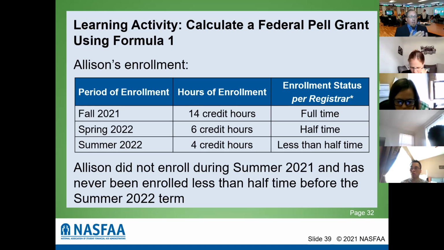So based off of her enrollment, fall of 2021, Allison will have 14 credit hours and she will be considered full-time status as per the registrar's office. In spring of 2022, she will take 6 credit hours, which is considered half-time as per the registrar's office. And then summer 22, she'll have 4 credit hours, which is less than half-time. So Allison did not enroll during summer 21 and has never been enrolled less than half-time before the summer of 2022 term.